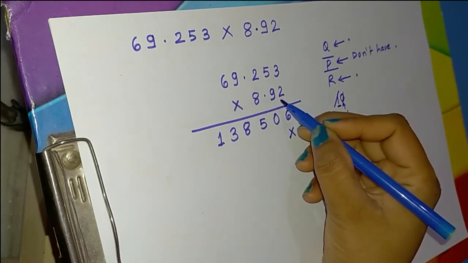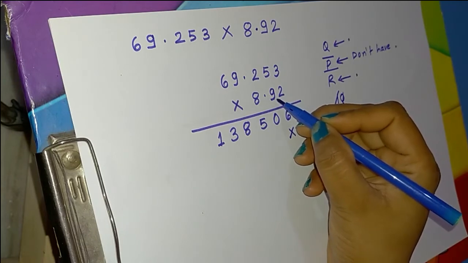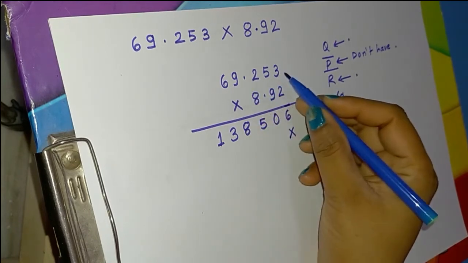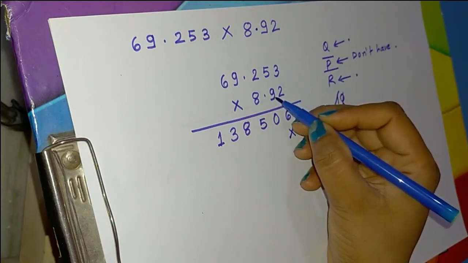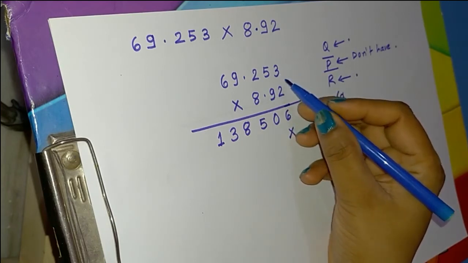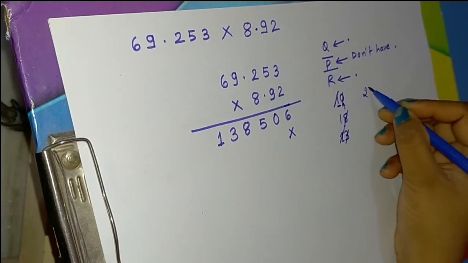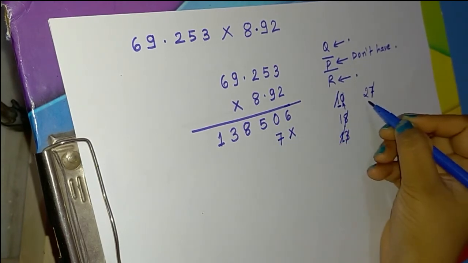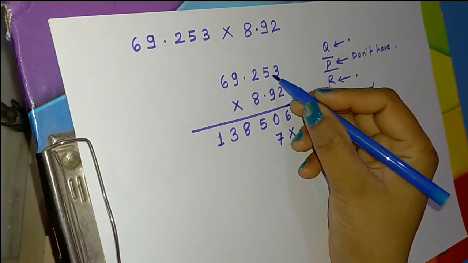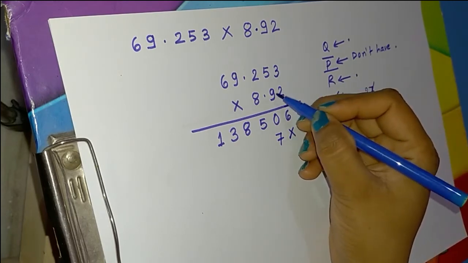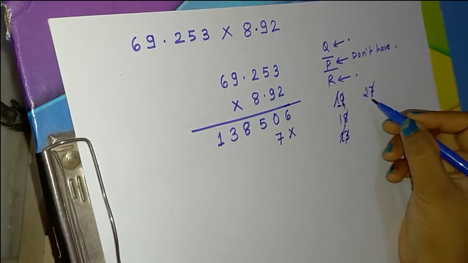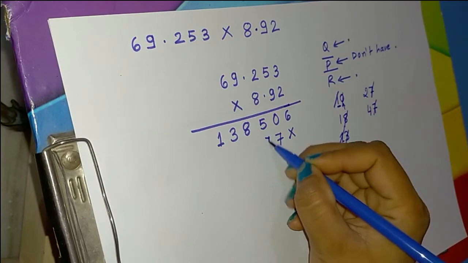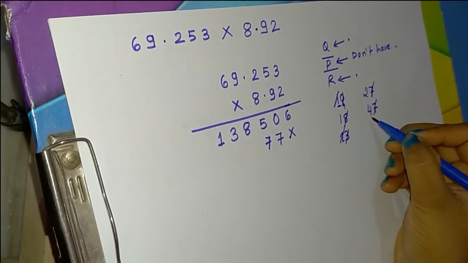Now let's move for the next digit, that is 9. Again we need to multiply this 9 with all the digits present in the first number. So first of all we need to multiply this 9 with this 3. So 3 times 9 is 27. We are going to write this 7 here, 2 carry forwarded. 9 multiplied with 5. So 5 times 9 is 45. 45 plus 2, 47. Write down this 7 here. This 4 is carry forwarded.